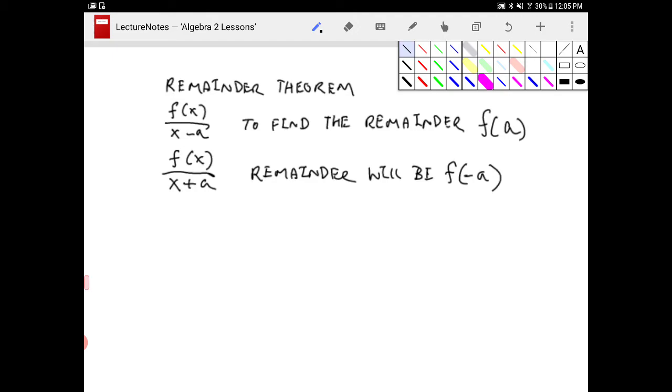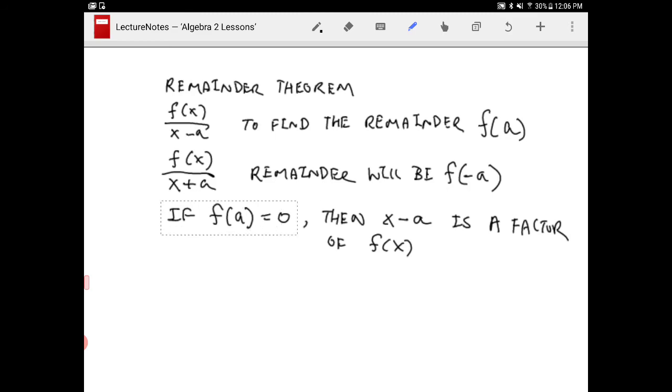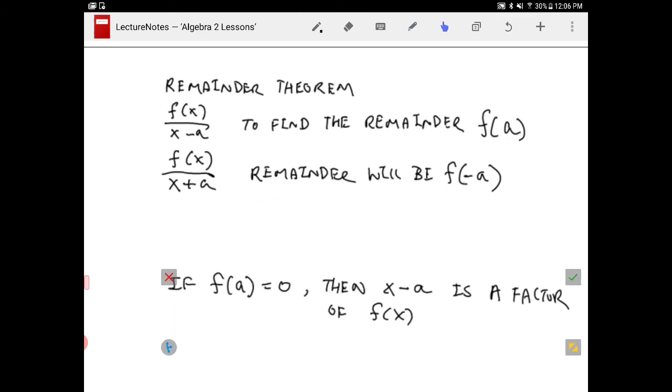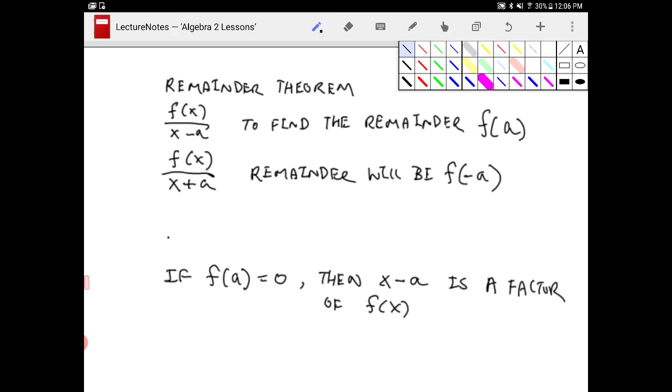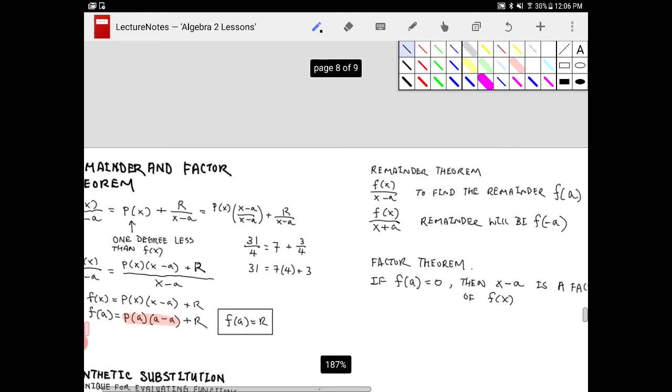So, wait a minute. If f of a equals 0, what does that imply? Then what that implies is that x minus a is a factor of f of x. This second statement here is the factor theorem. Here's everything in its entirety again.